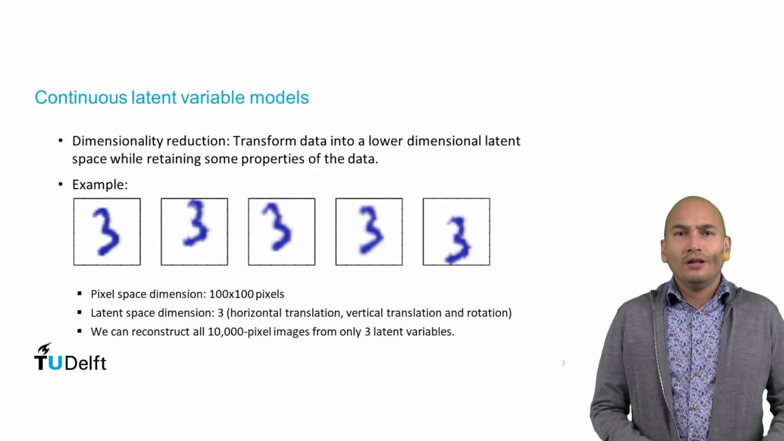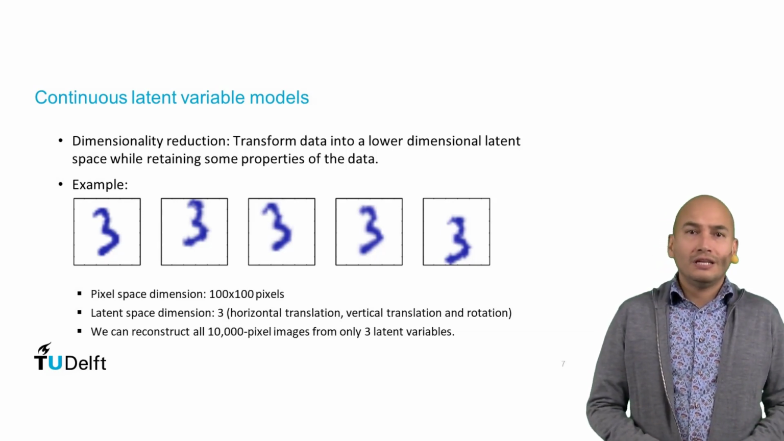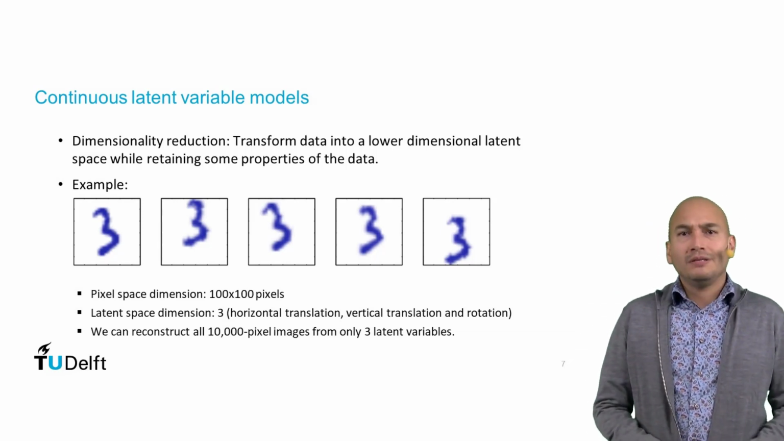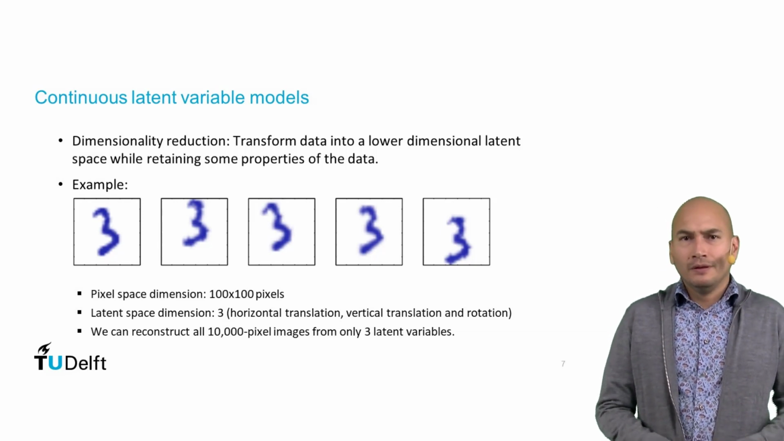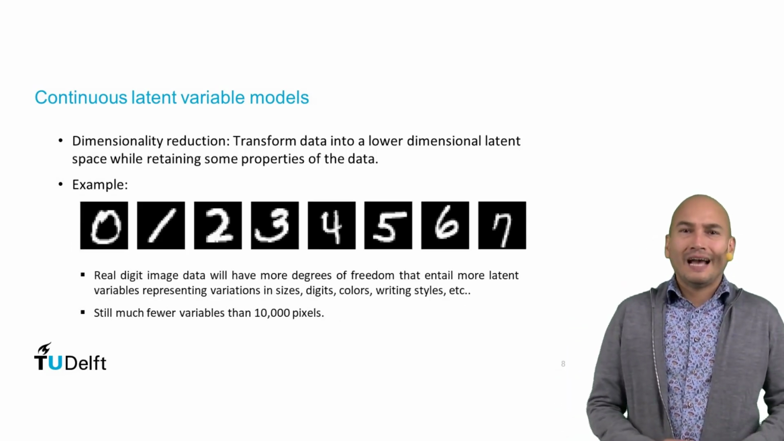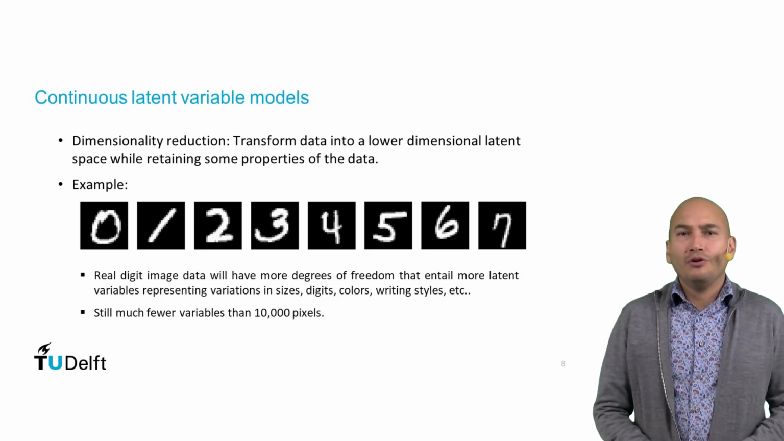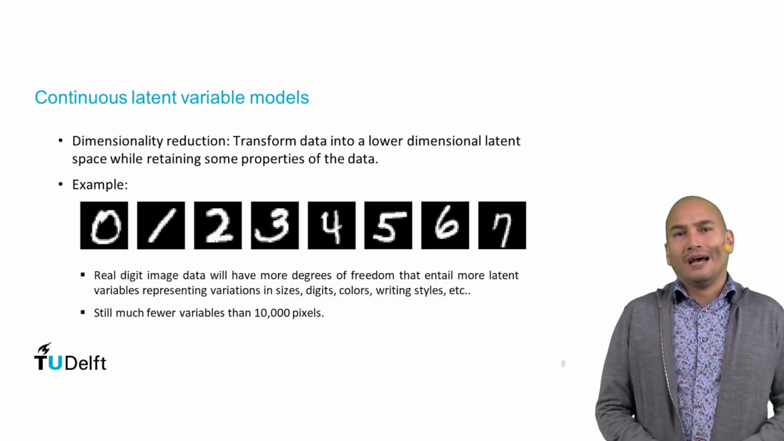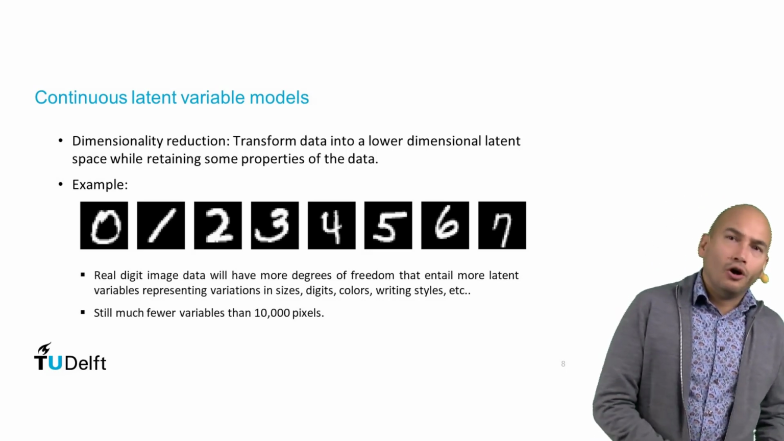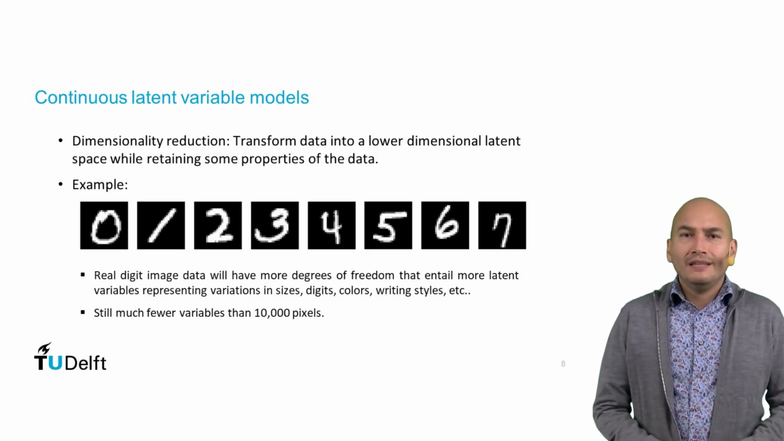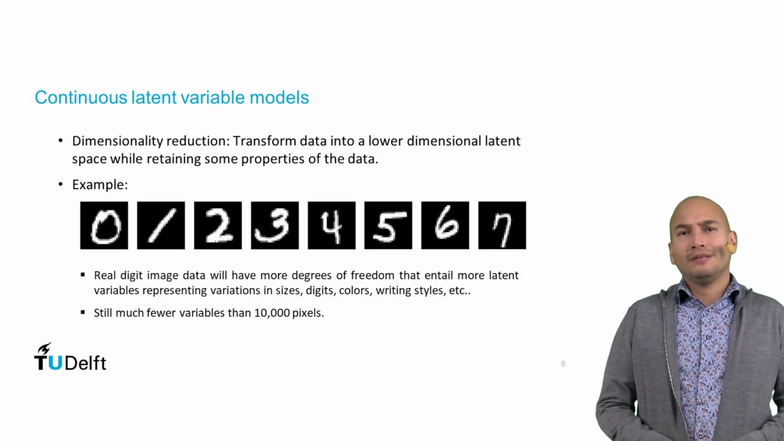In this space, only 3 variables are needed to describe the original image data. In other words, we can reconstruct all 10,000 pixel images from only 3 latent variables. This is an example of dimensionality reduction from 10,000 to 3 variables. In reality, handwritten digit image data will have more degrees of freedom that entail more latent variables representing variations in digit size, digits from 0 to 9, different colors, individual writing styles, and so on. But even considering these variabilities, we still need much fewer variables than the 10,000 pixels.